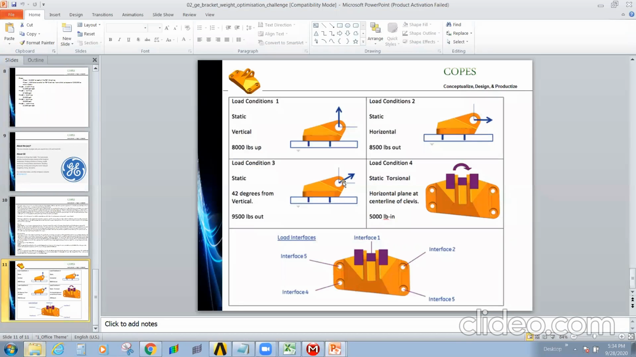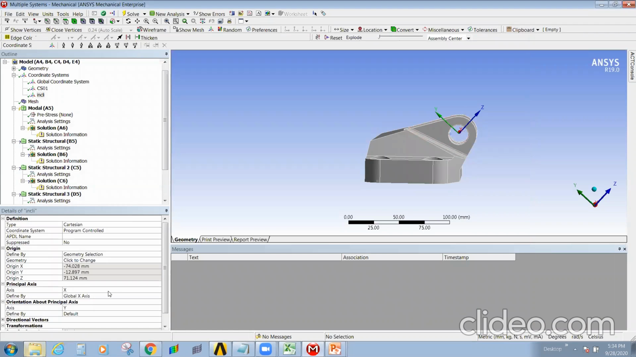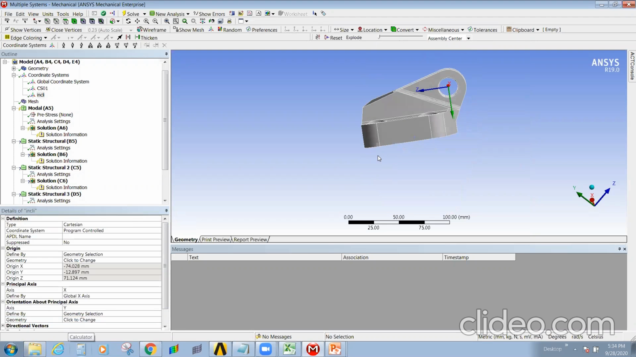Okay, we require the inclined 42° from vertical. So now you need to check which will be your vertical. First, I'll assign the selection as the surface selection. So you can see your vertical becomes Y.